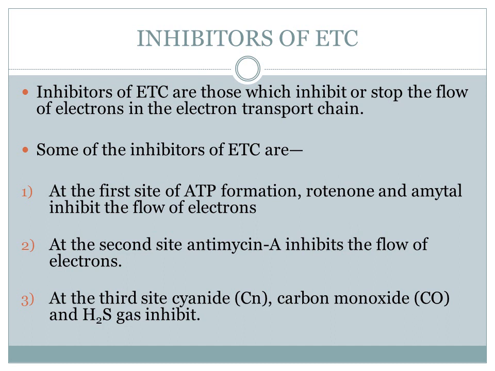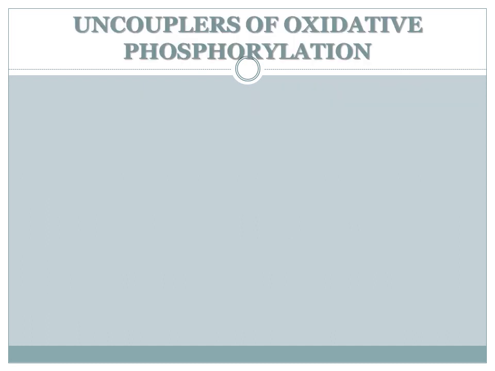It will inhibit the electron transport. The cells will die. The person may not die because the percentage will not be so high, but the cells will die. It may be harmful to the brain, the kidney, or general health. Right, we'll move to the next concept, that is uncouplers of oxidative phosphorylation.